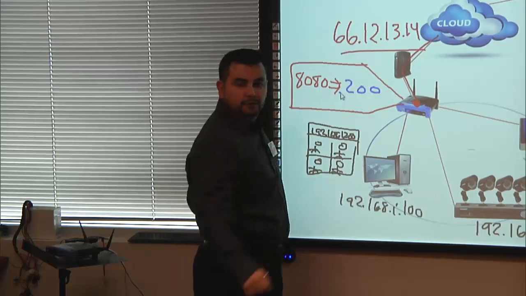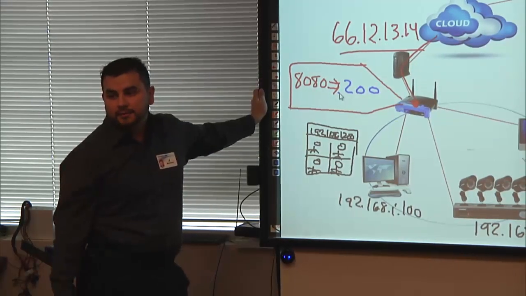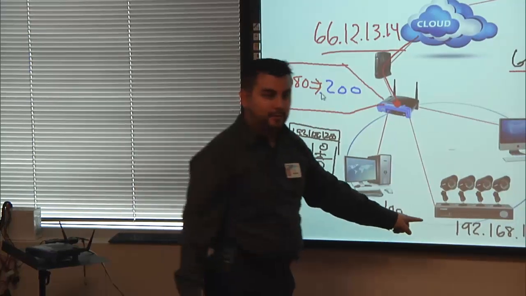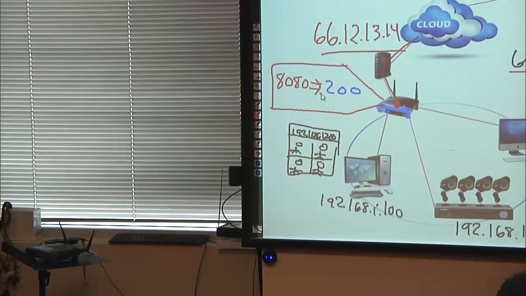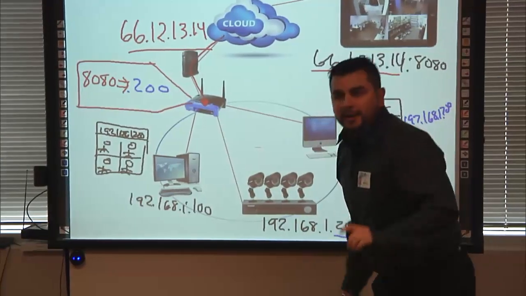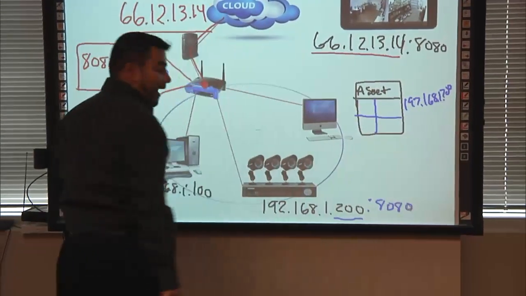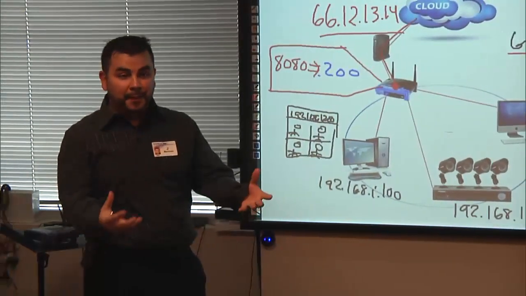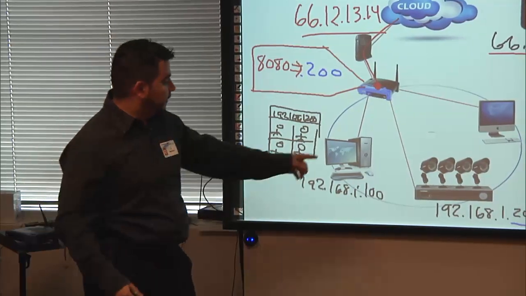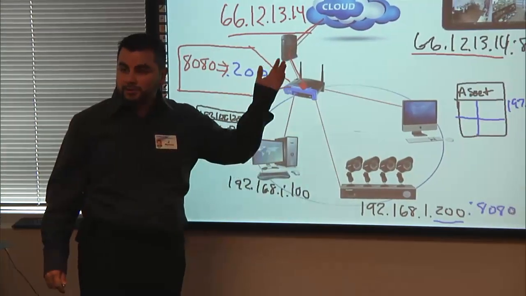Now, what's the other thing that we've got to set up? He needs to know that he's 200 as well. Okay? He needs to know, hey, by the way, I'm port 8080. Sorry, did I say 200? I meant 8080. He needs to know I am port 8080, so when the packet comes in, I don't just drop it. I know that they're requesting to see my camera, so I'm going to show it to you.